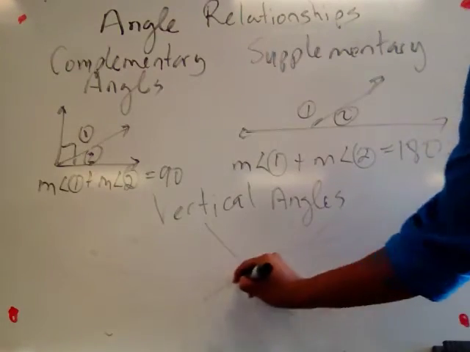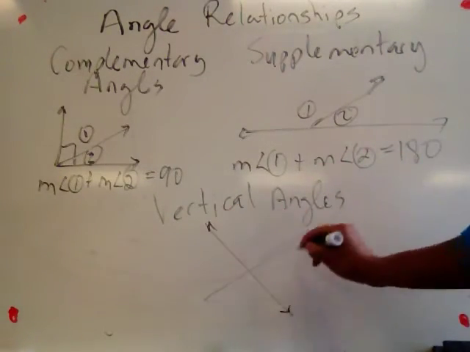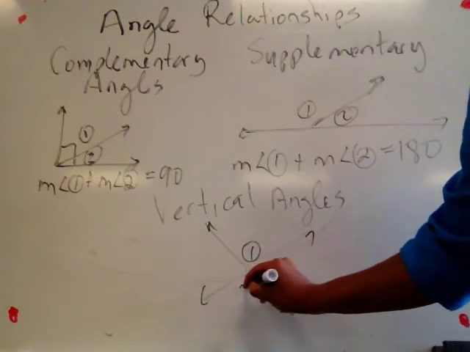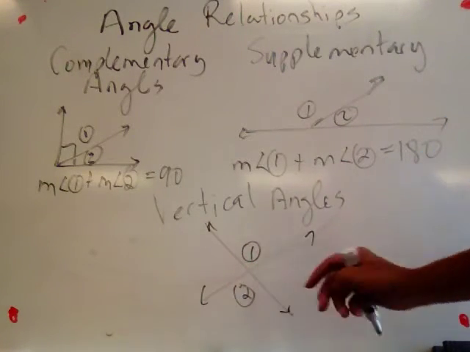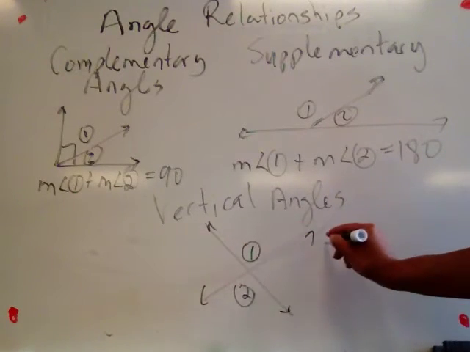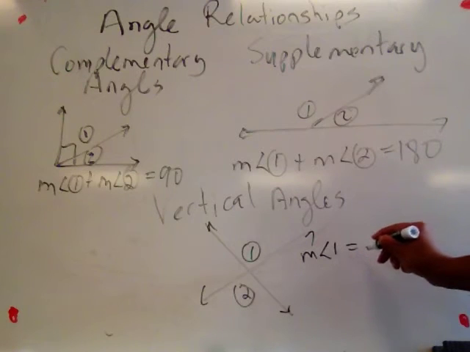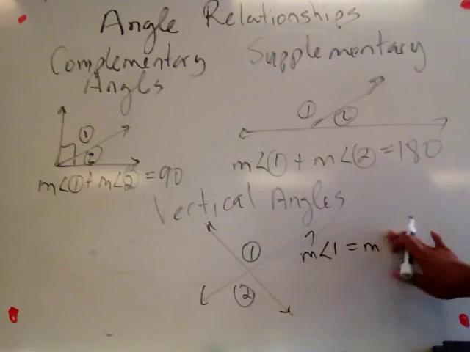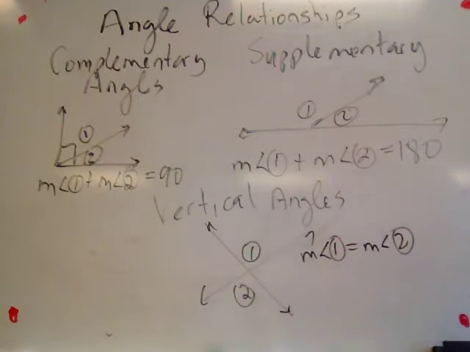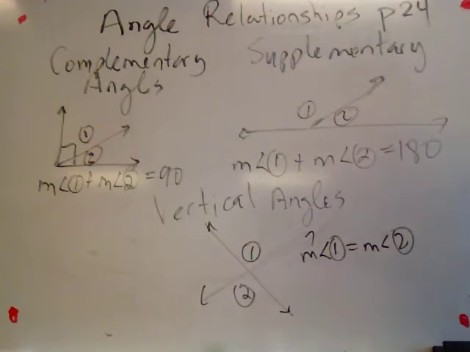Vertical angles, if I have two lines crossing each other, and I have my first angle here, my second angle, these are opposite of each other. They kind of make that shape of a V. So you can remember these are vertical angles. They're opposite of each other. So because they're opposite of each other, the measure of angle 1 is going to be equal to the measure of angle 2. All right, and if you want to reference these, we can find these on page 24 in your packet as well. All right, that's your first one.